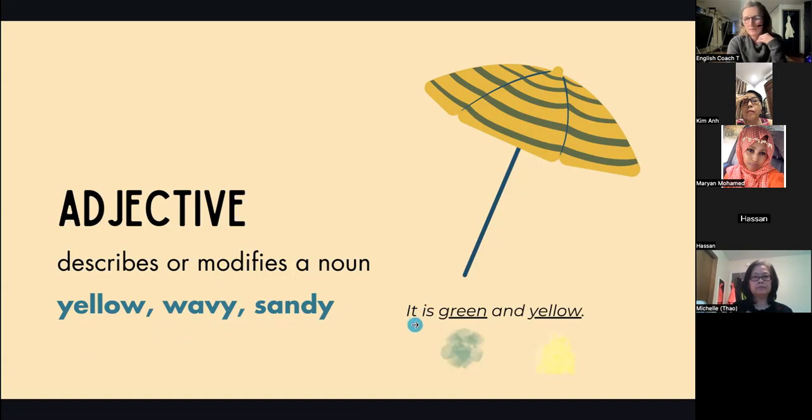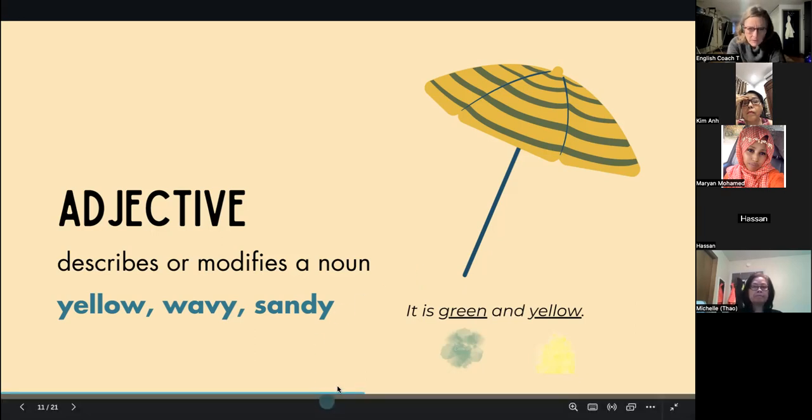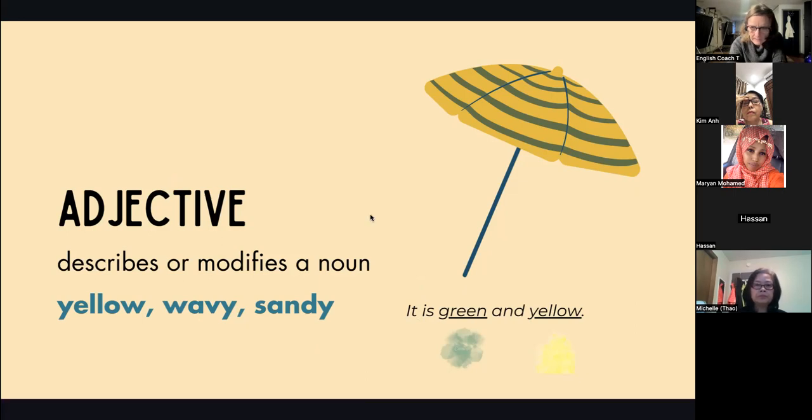So in my example here, I made it real simple. Colors are adjectives because they describe the umbrella. It is green and yellow. Green and yellow. Adjectives. I'm going to try to open up my chat box. If you guys have questions or you need me to explain anything, put that in the chat box here.